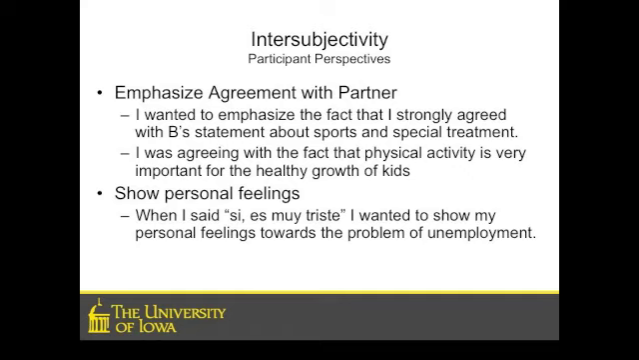The other perspective was that intersubjectivity was established when showing personal feelings. "When I agreed and said, sí, es muy triste, yes, it is very sad, I wanted to show my personal feelings toward the problem of unemployment."